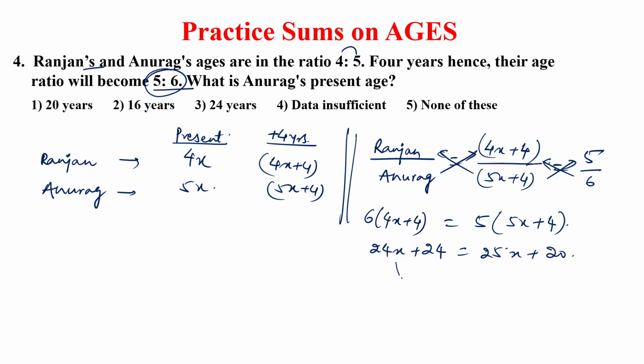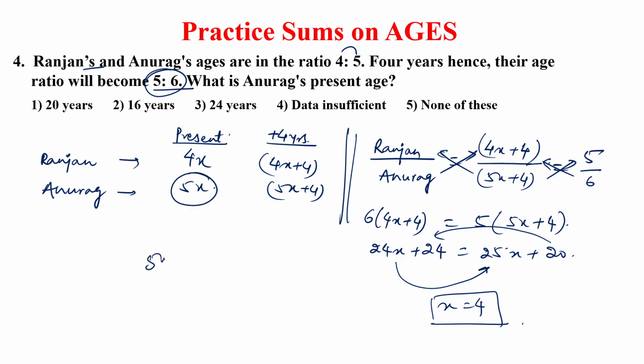So this 24 will come this side and this 20 will go that side, and we will get x equal to 4. The value of x is going to be 4. What do we have to find? Anurag's present age. Where is Anurag? 5x. So if x is equal to 4, 5x is equal to 4 into 5, which is going to be 20 years old, right? So option A is the right answer. Hope you have understood question number 4.